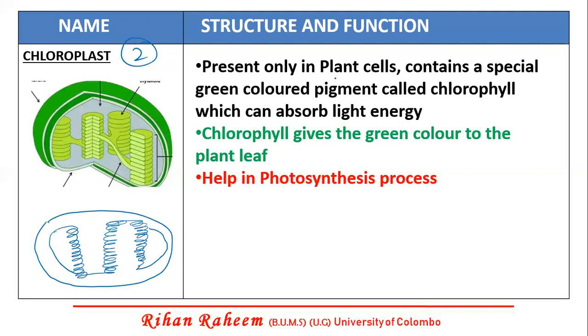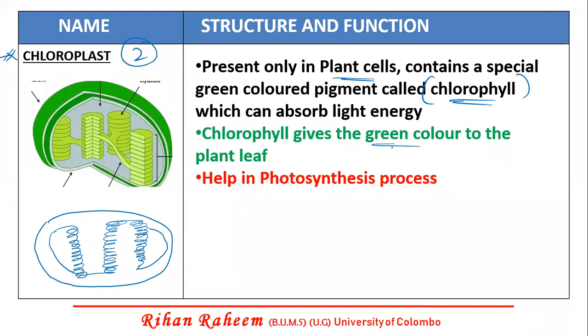Present only in plant cells. Yes, that is very important. Only in plant cells, it contains a special green color pigment known as chlorophyll. Even in grade 7, 8, 9, you have studied that photosynthesis is done by green plants with the help of a pigment. What is that pigment? Chlorophyll pigment. This chlorophyll pigment does two things.